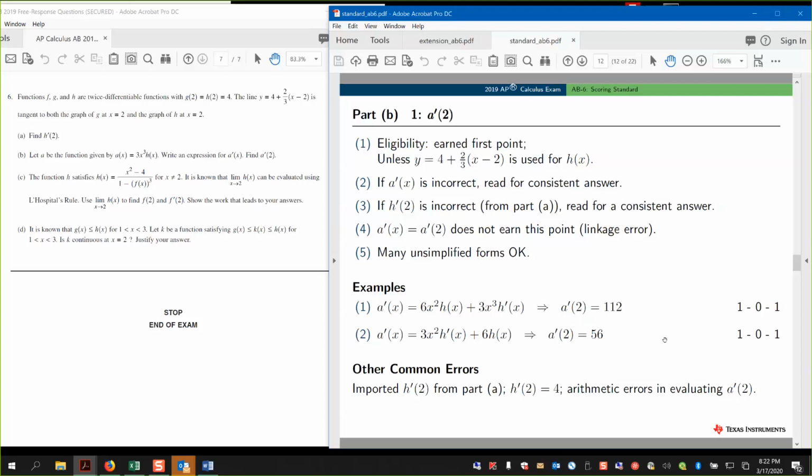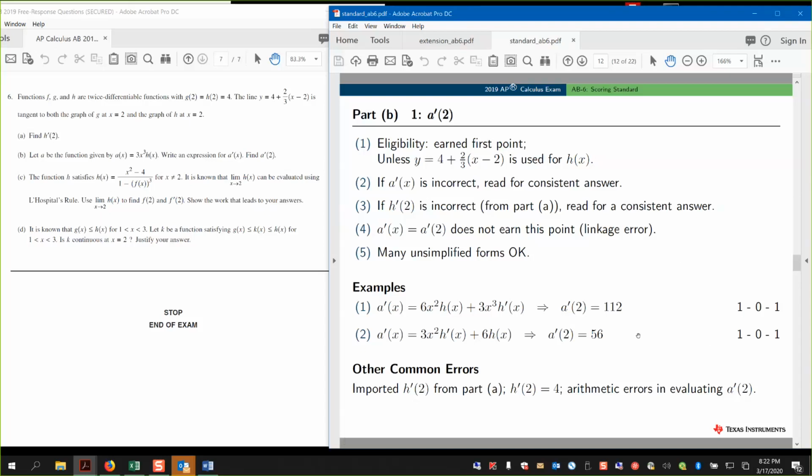In example 2, let's see, they've got a correct form, but they've got an incorrect derivative here. Now that's wrong. But again, I have to read with them, and their a prime of 2 is correct. So this is also a 101. These are some common student responses that we saw last summer.